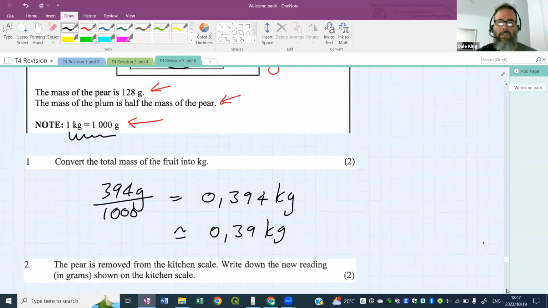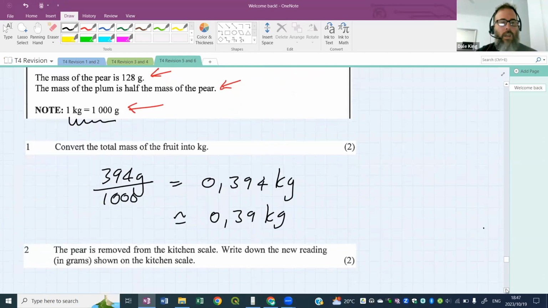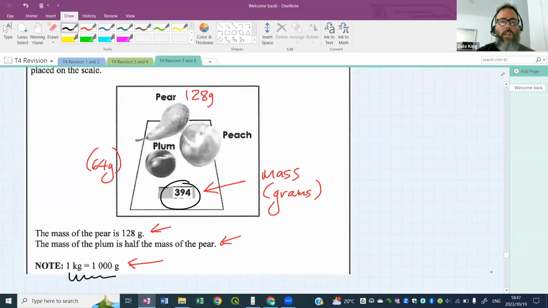All right, come on, is this all they have? Let's see what else. The pear is removed from the kitchen scale. Write down the new reading in grams. So what they're saying is this fruit here, the top, the pear, is removed. What is the new reading? I'm going to do it on the right-hand side here because I've got space.